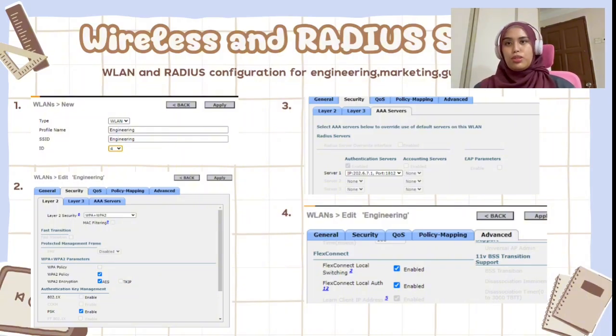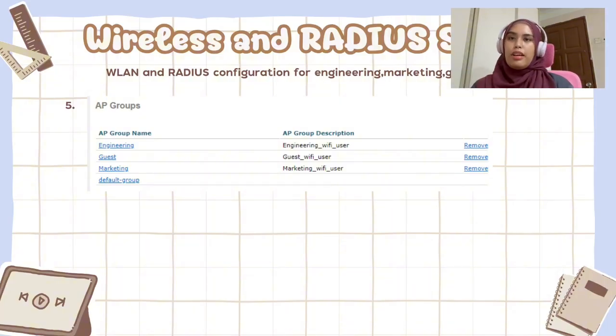They can just go to PC wireless and choose which one they want to connect to and put in the password, and they will be connected.